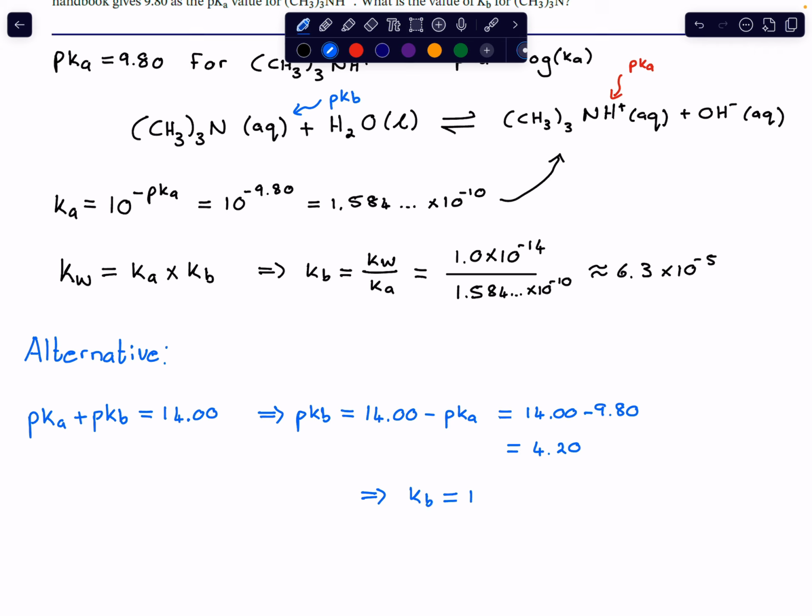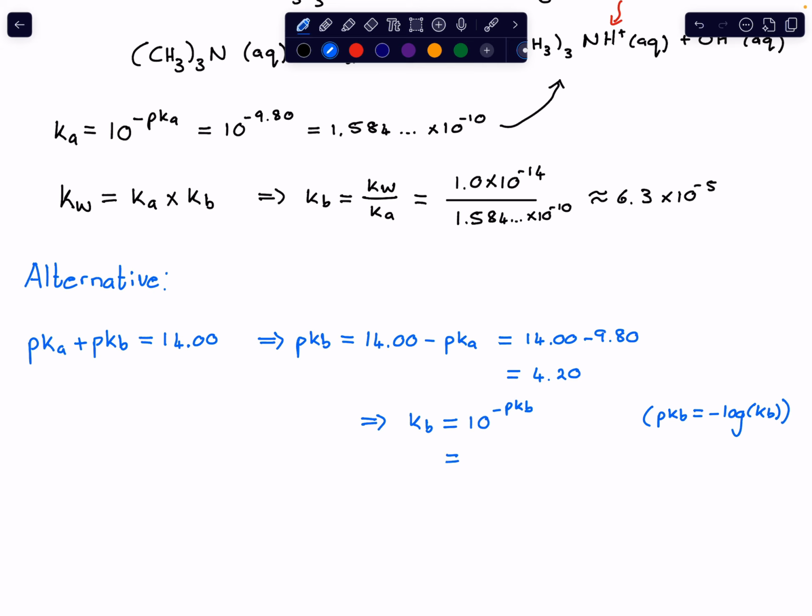Once we have the pKb of the base, we can calculate the Kb in the same manner. That's equal to 10 to the negative pKb, because pKb is equal to negative the log of the Kb. So Kb is equal to 10 to the negative 4.20, and that should also give you a value of 6.3 times 10 to the negative 5.